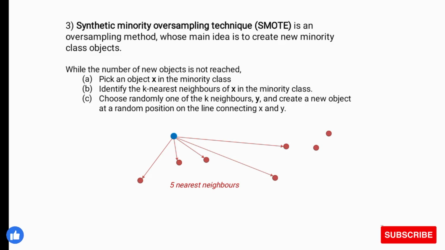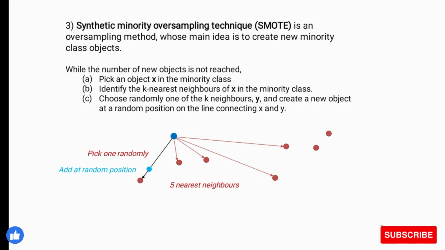Okay, so while the number of new objects that we've got hasn't been reached, so until we've got enough, pick an object from the minority class, we'll call that X, and then look for K nearest neighbours, the K ones that are nearest to it. Choose randomly one of those K neighbours. So pick one of those neighbours at complete random and draw a line in all of the feature space between them. Then generate a new point that sits halfway on that line.